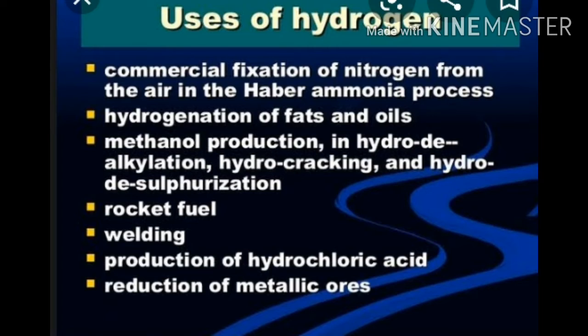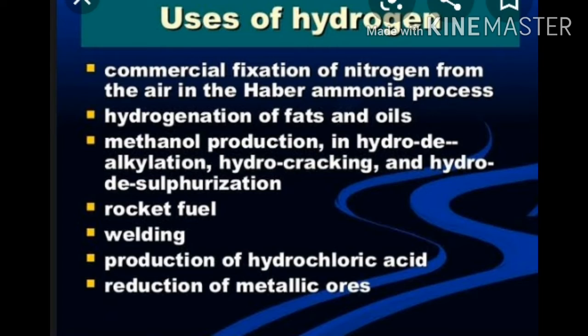Then methanol production. A main use of hydrogen is to produce methanol. Then alkylation, hydrocracking, and hydrodesulphurization. Hydrogen is used to make methanol, and in hydrodealkylation, hydrocracking, and hydrodesulfurization. Then rocket fuel, welding, production of hydrochloric acid, and production of metals.